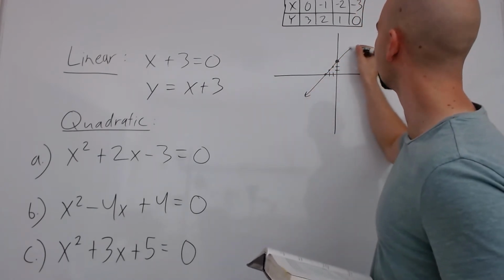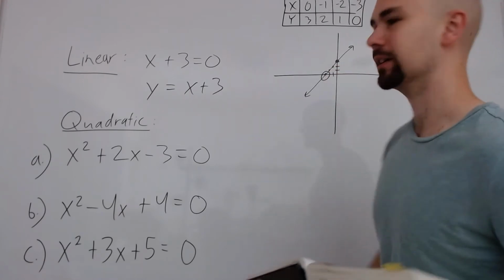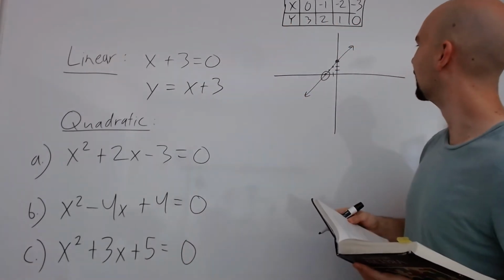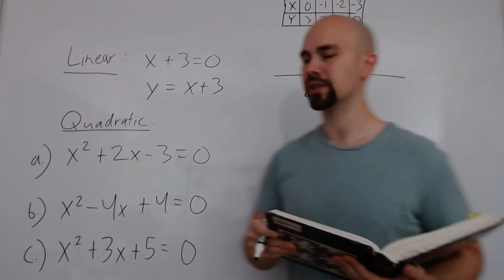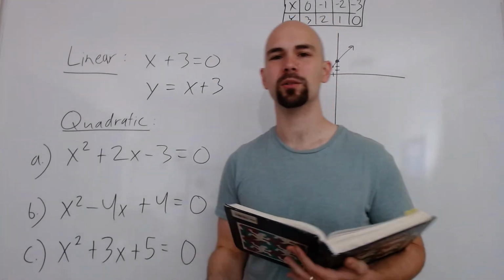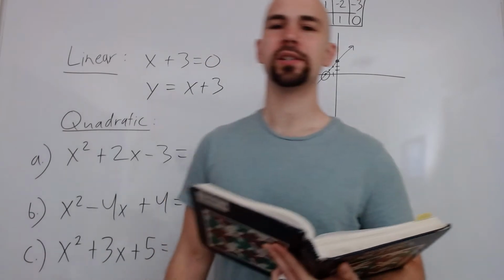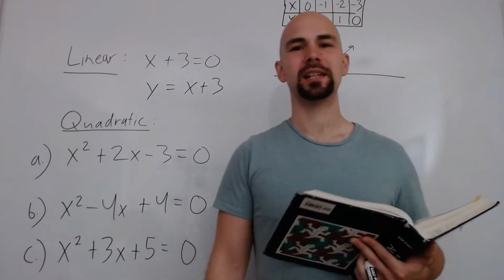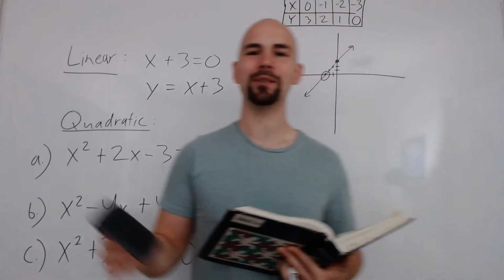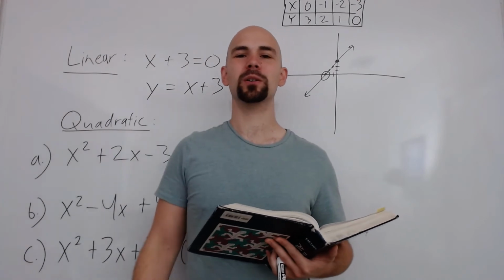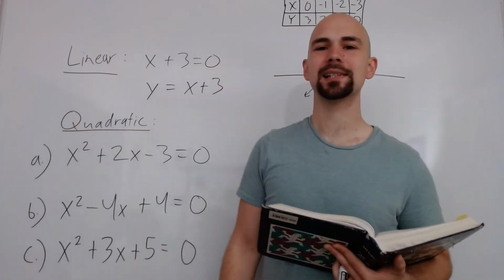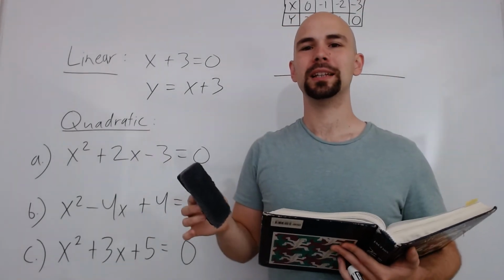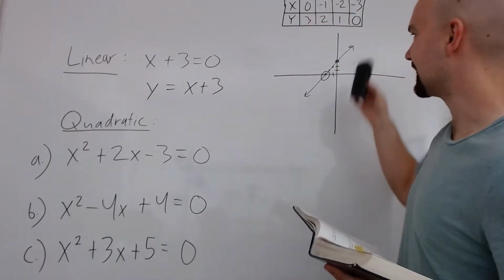So here's our line, and the answer is right here. It's going to be the coordinate -3, 0. In other words, x is -3, y is 0. A linear equation is only going to have one answer because it's only going to cross the x-axis in one place. Think about it: if you have an infinite line, then no matter how far your y-intercept or any other point is from the x-axis, it's going to cross the x-axis at some point, right?